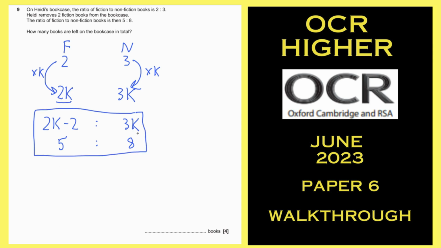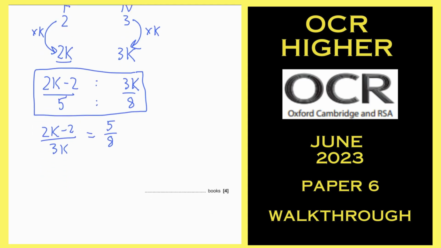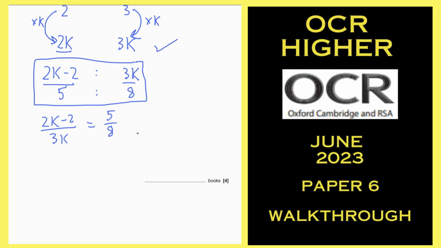For me, I prefer to say that the 2K minus 2 over 3K, so the left-hand side divided by the right-hand side, will be in the same proportion as 5 divided by 8. We've set up an equation. We've earned a couple of marks already because of our expressions. We now need to solve it. I'll multiply both sides by 8. I'll multiply both sides by 3K. That's meant to be 16, by the way, but you know that.